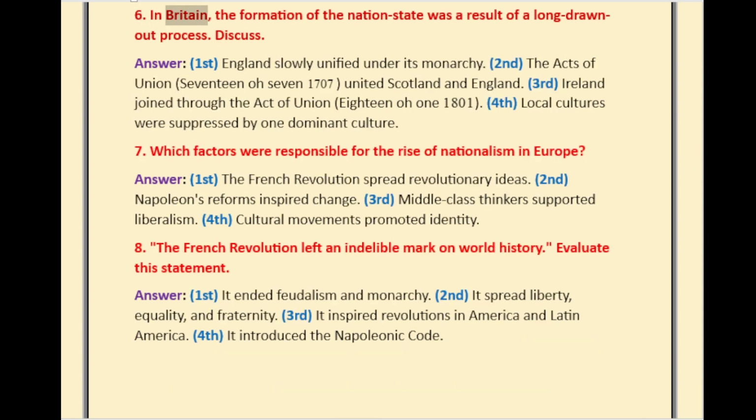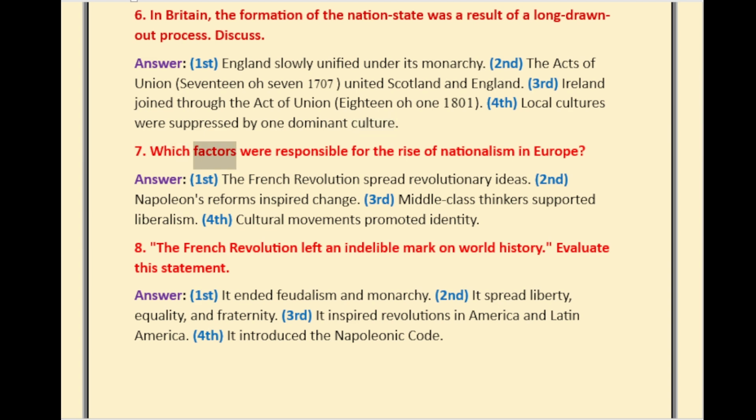6. In Britain, the formation of the nation-state was a result of a long drawn-out process. Discuss. Answer. First, England slowly unified under its monarchy. Second, the Acts of Union, 1707, united Scotland and England. Third, Ireland joined through the Act of Union, 1801. Fourth, local cultures were suppressed by one dominant culture.